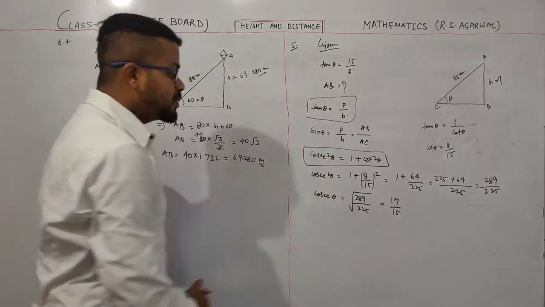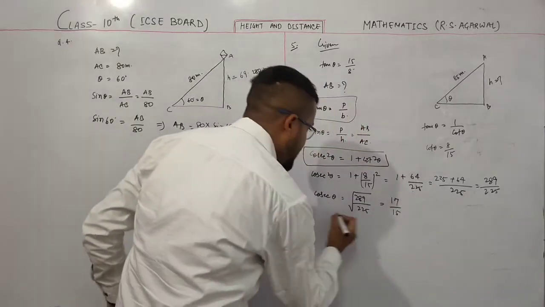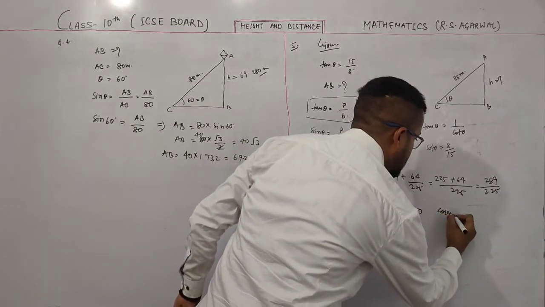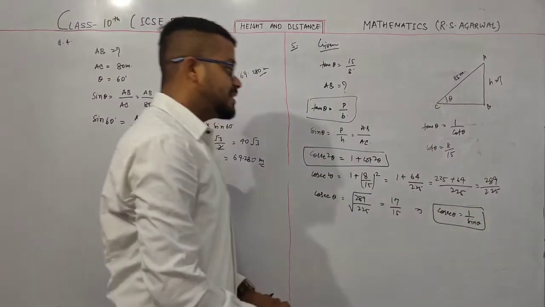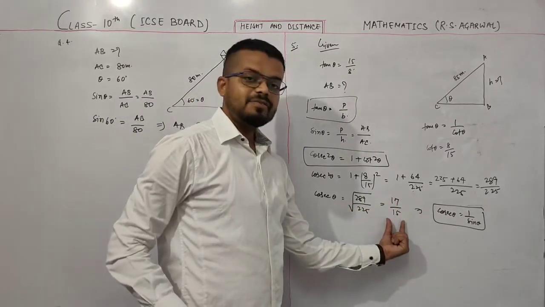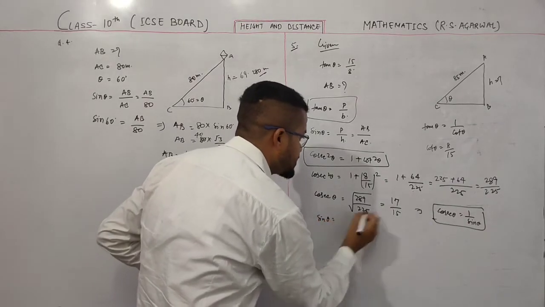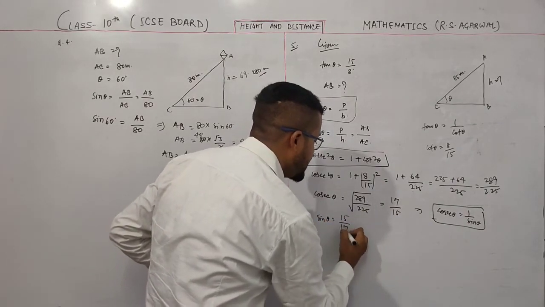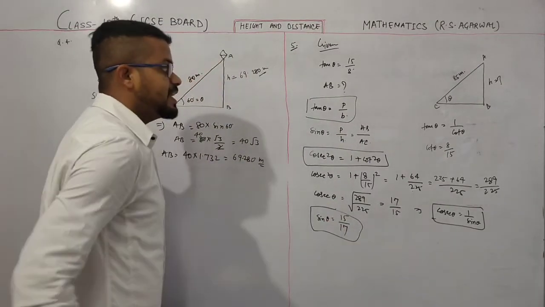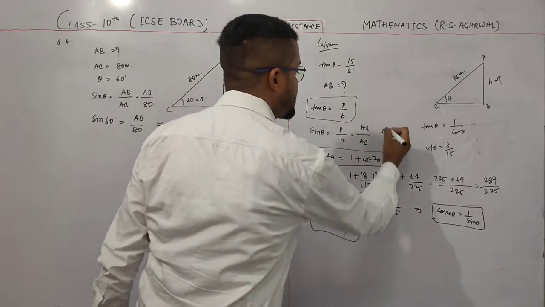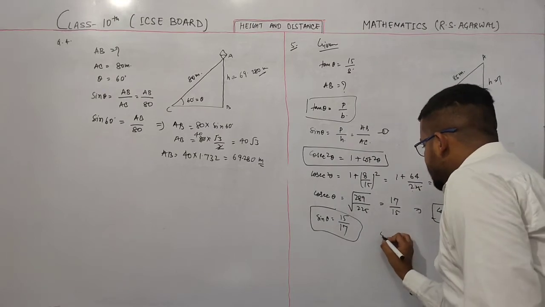Now we know that cosec theta is 1 upon sin theta. So if cosec theta is 17 by 15, then sin theta is just the reciprocal of this value, 15 by 17. Now use this 15 by 17 here in equation number 1.